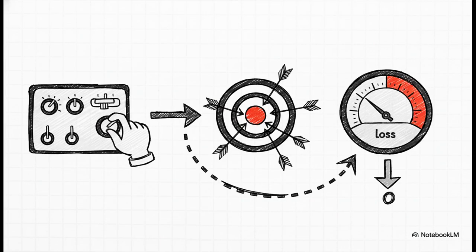So the whole goal of training the model is to find the absolute perfect setting for all those millions of knobs. And we do this by showing it tons of examples and measuring how wrong its answers are. That measurement of wrongness is called the loss. The entire training process is just this relentless, automated mission to get that loss score as close to zero as humanly, or well, mechanically possible.